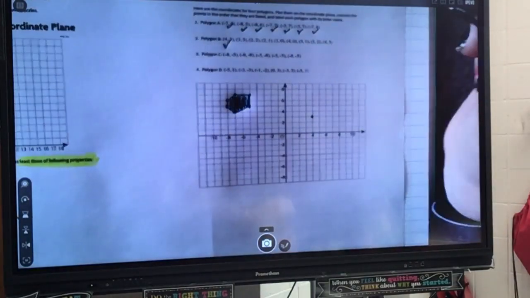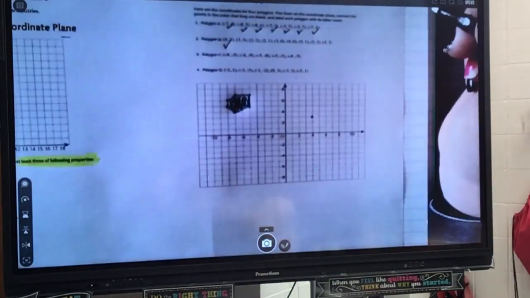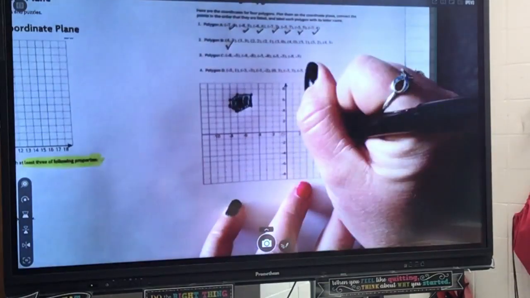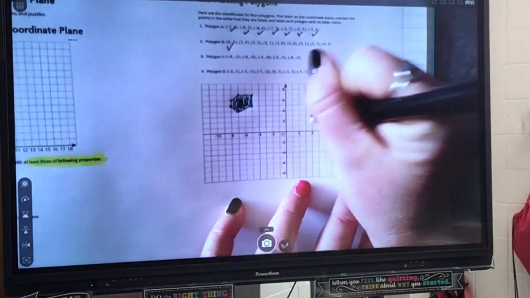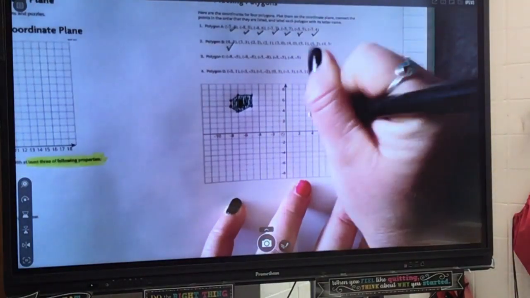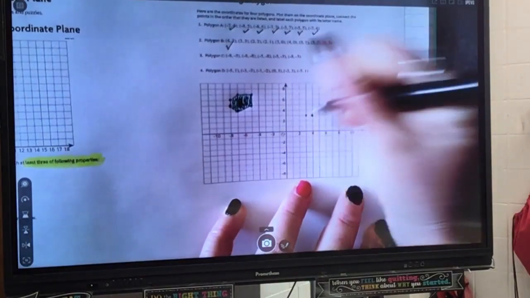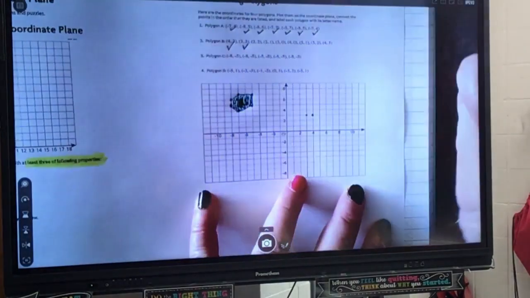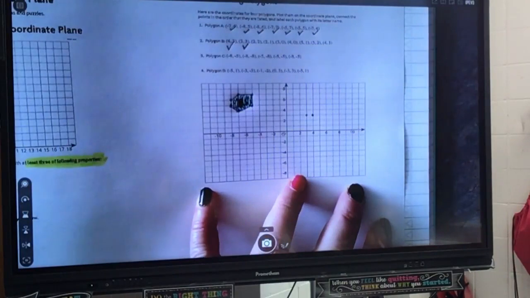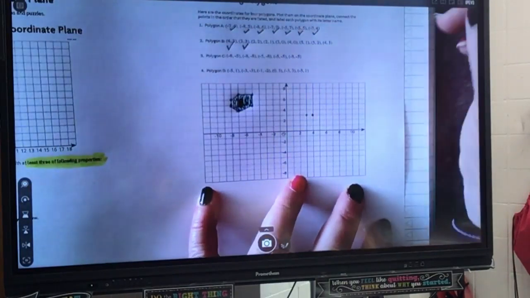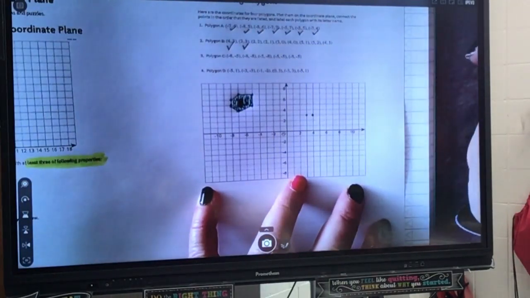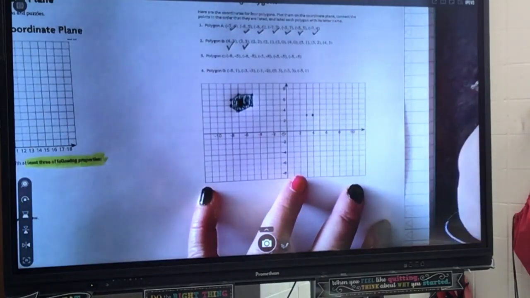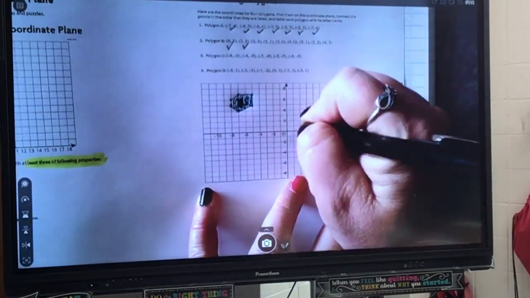How do I go to 3, 3? Kaya. You go over to the right 3 and then you go up 3. Okay, so that's point number 2. All right, what about point number 3? 2, 2. Olivia. Go to the right twice and go up twice.